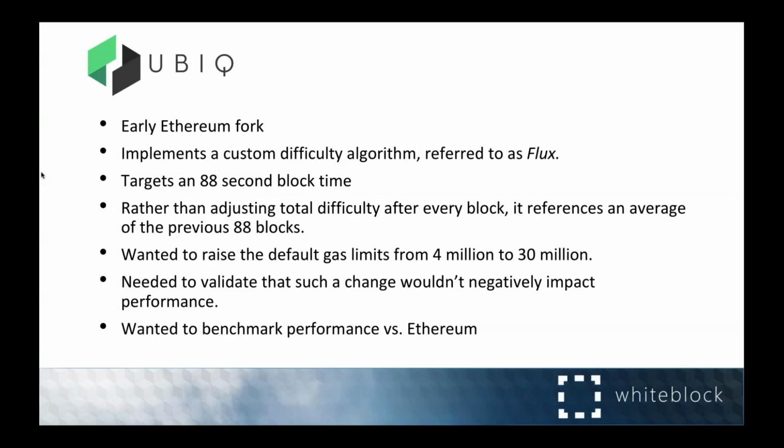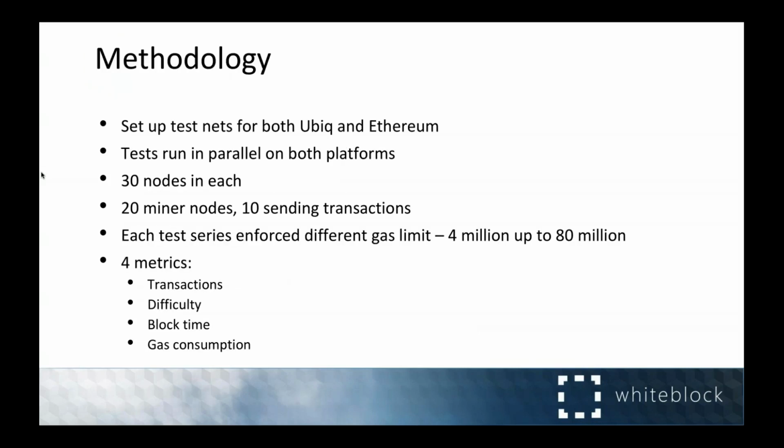So they implemented a custom difficulty algorithm referred to as Flux, which targets an 88-second block time. Rather than adjusting total difficulty after every block in the same way that Ethereum does, they reference an average of the previous 88 blocks. And they wanted to test and validate that they could raise their default gas limits from 4 million to 30 million, and that those changes wouldn't negatively impact performance. They also wanted to benchmark the performance of their difficulty algorithm against Ethereum's.